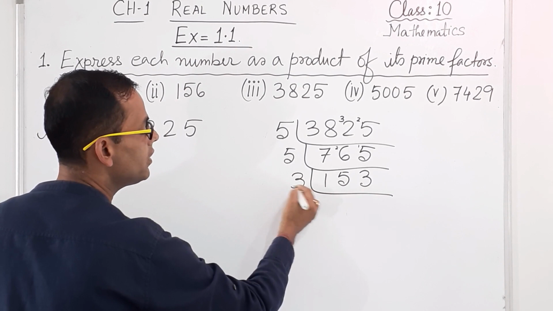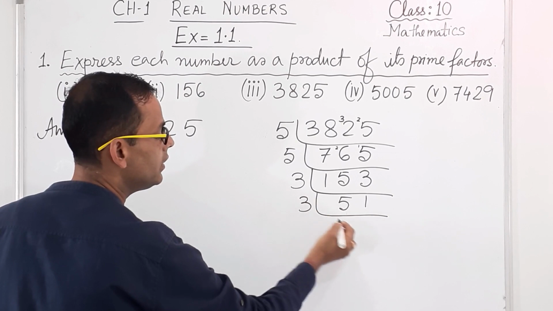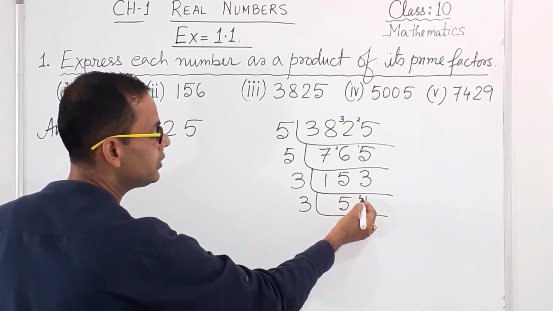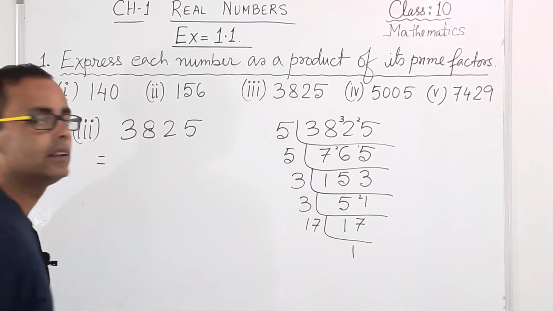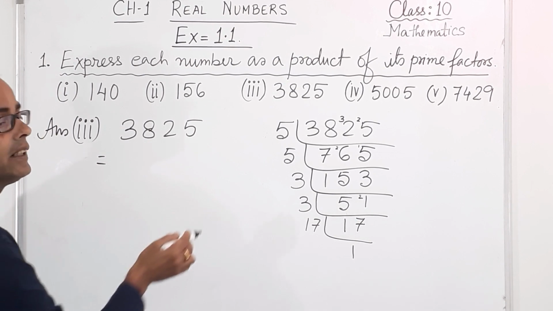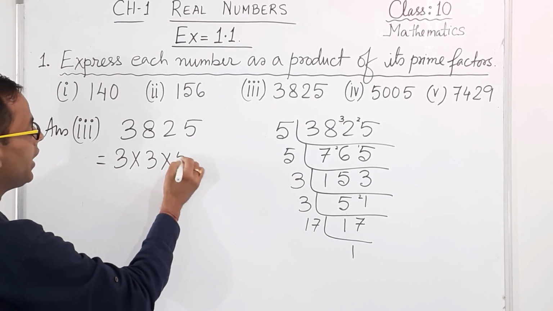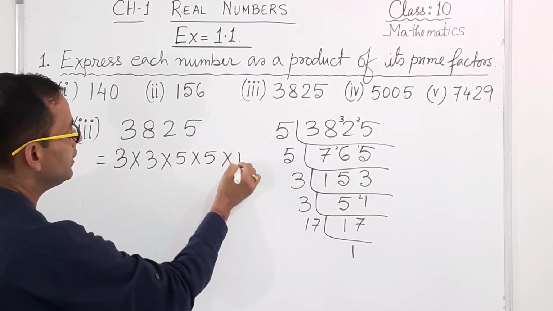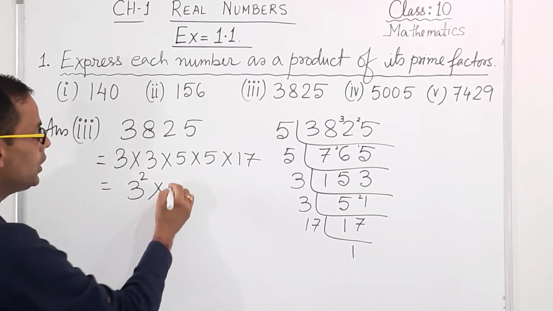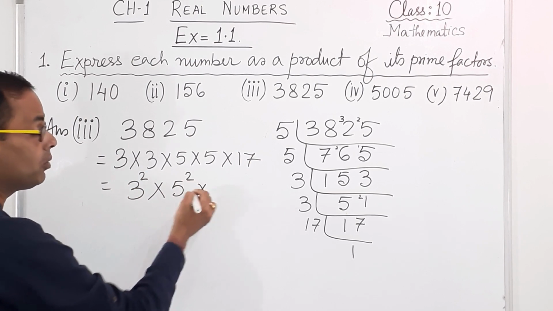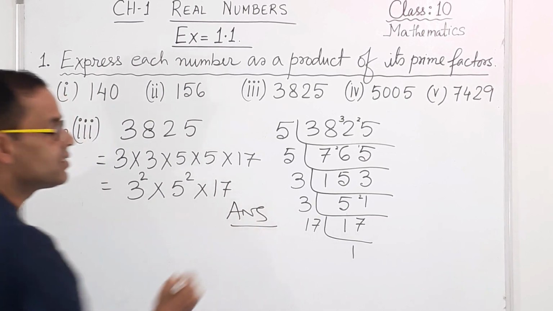It will go with 3. 3 5s are 15. 3 1s are 3. 2 left, 21. 3 7s are 21. Then 17 1. Clear? Now these numbers I will write here but in ascending order. So 3 into 3, then 5 into 5, and then 17. So this one comes 3 square or 3 to the power 2, 5 square or 5 to the power 2, and then 17. And this is the answer.